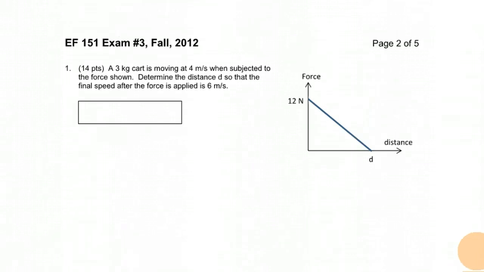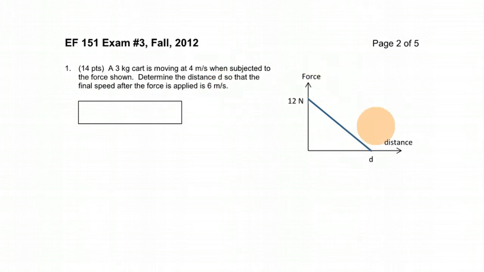Okay, here we are with the third exam from the fall 2012. Problem 1 deals with a force and distance graph. We're given that the 3 kilogram cart starts moving at 4 meters per second, subjected to this force. Determine the distance d, so the final speed after the force is 6 meters per second.